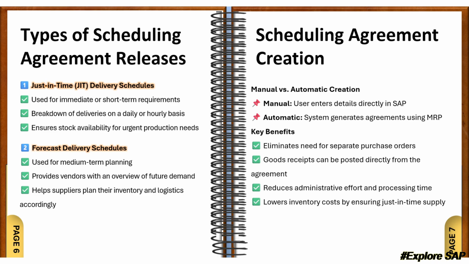Let me give you an example. Imagine a manufacturing company that needs materials delivered every hour to keep production running smoothly. Instead of storing excess stock, a JIT schedule ensures that vendors supply just the right quantity at the right time, reducing storage costs and waste.